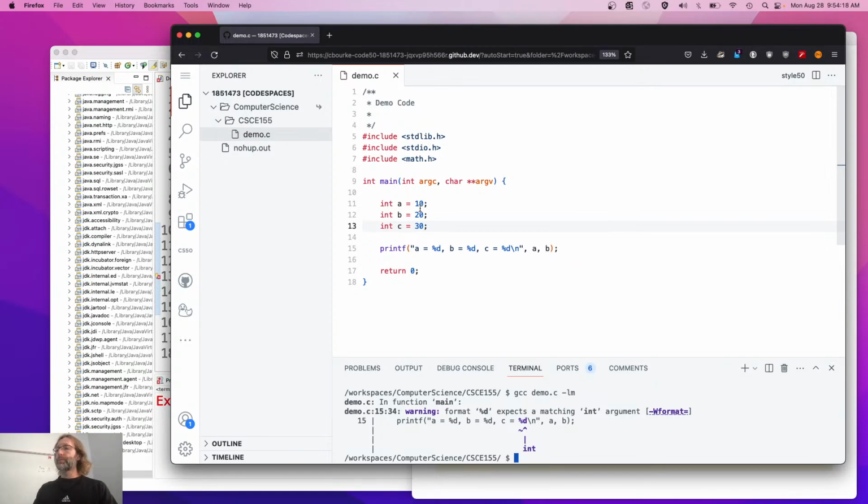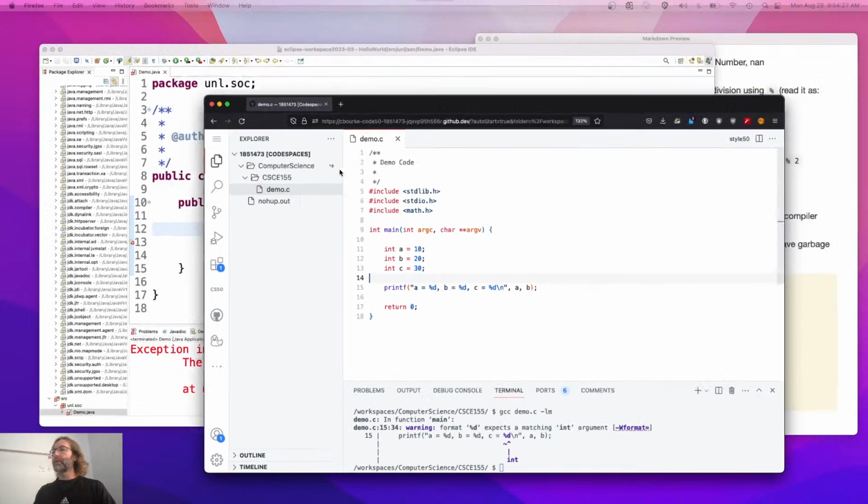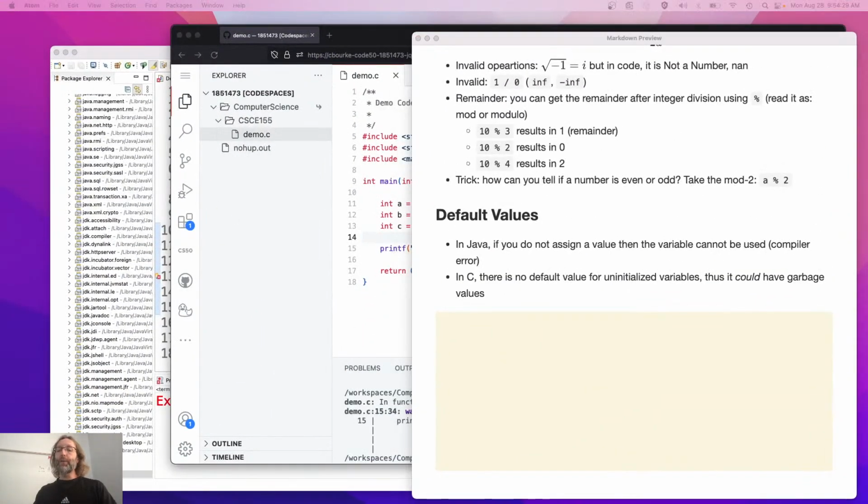Yeah. When you're putting an empty variable into an array, though, wouldn't it have a default value? Java, yes. C, no. Okay. Right. So again, in C, there's no default value. It could have what are called garbage values.